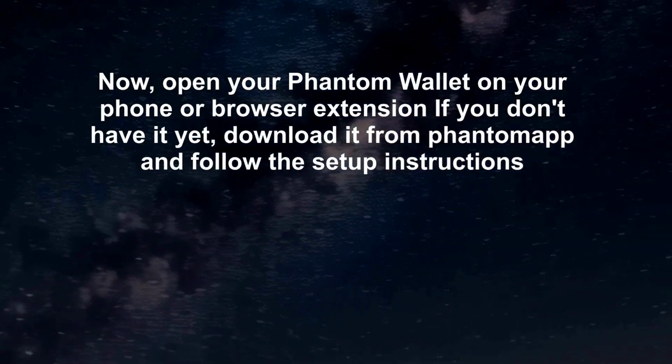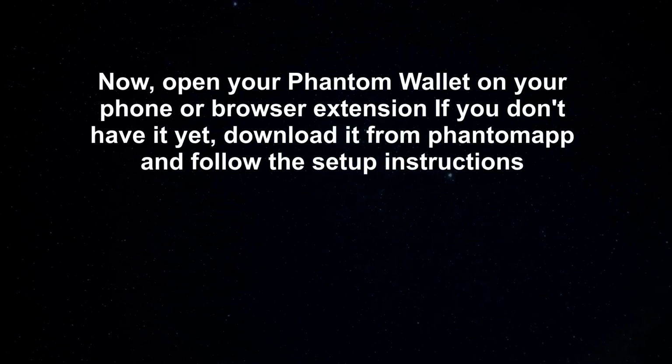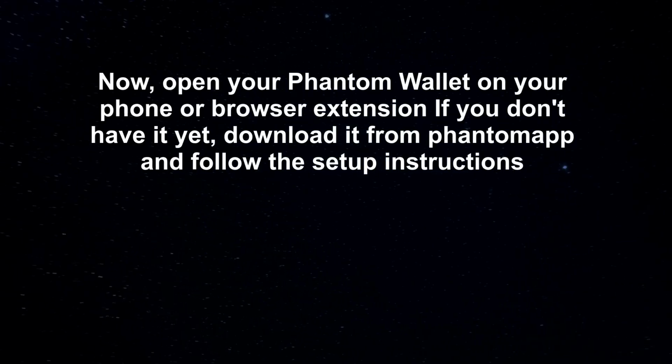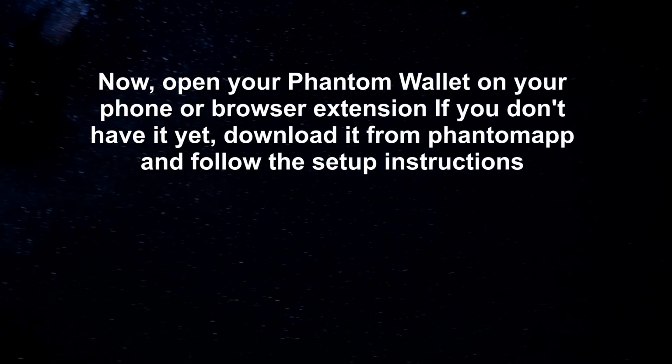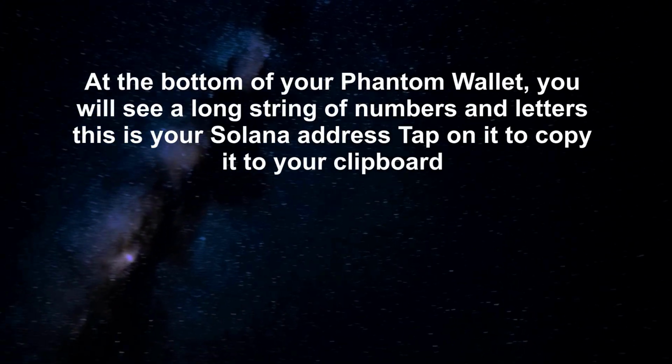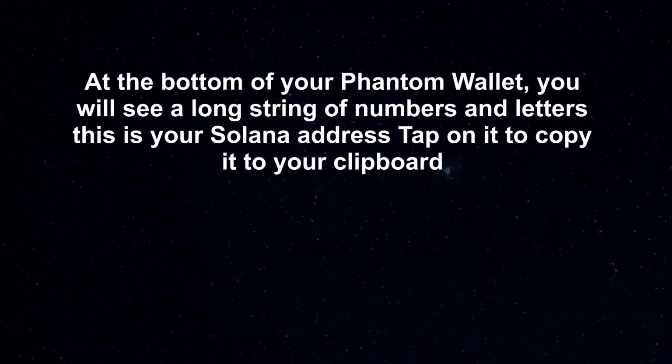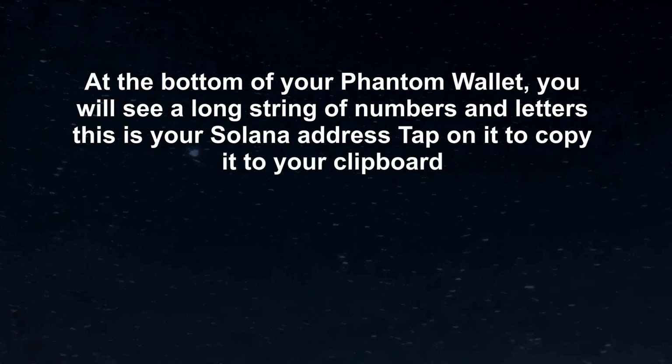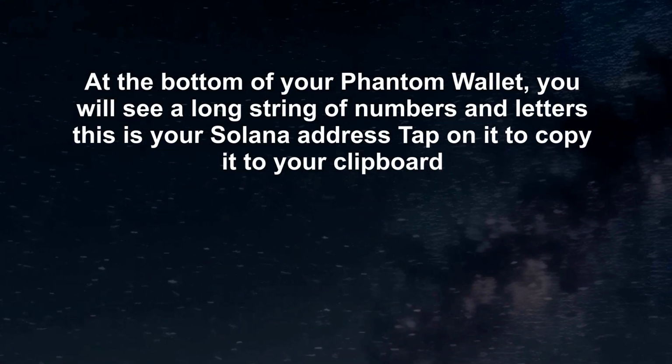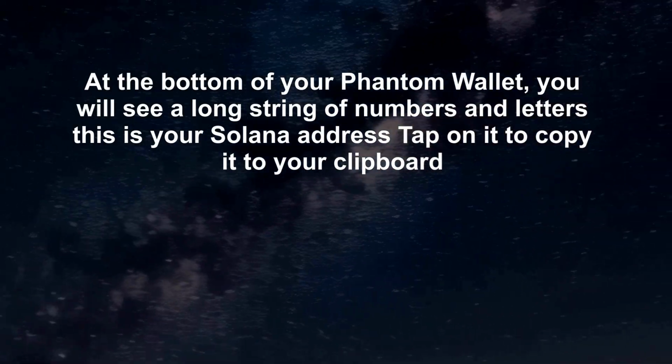Now, open your Phantom wallet on your phone or browser extension. If you don't have it yet, download it from the Phantom app and follow the setup instructions. At the bottom of your Phantom wallet, you will see a long string of numbers and letters. This is your Solana address. Tap on it to copy it to your clipboard.